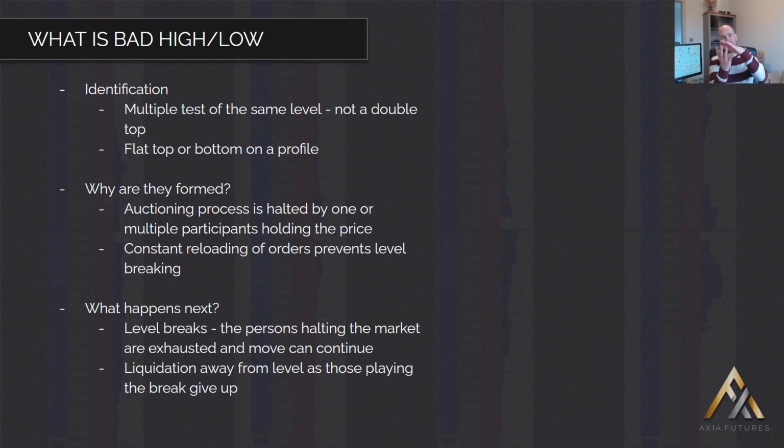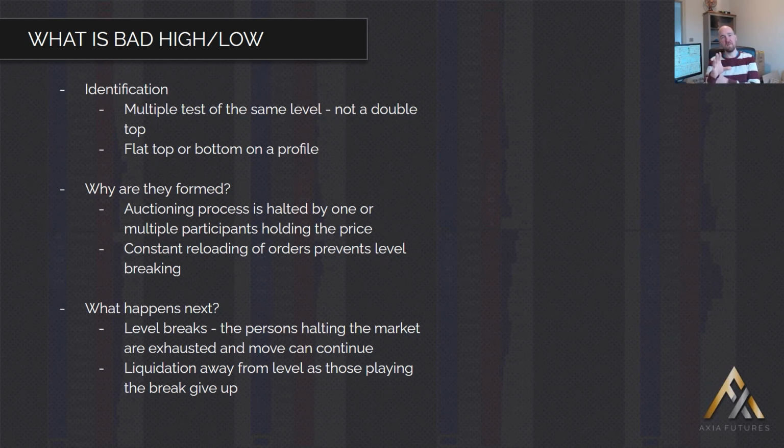Now when that doesn't happen, the market rolls away and you'll get this liquidation, so it'll kind of fall off a cliff. So don't just assume that every bad high or bad low breaks. You've also got the potential for a trade in the other direction as well, and I'll explain those in due course. So we've got the identification.